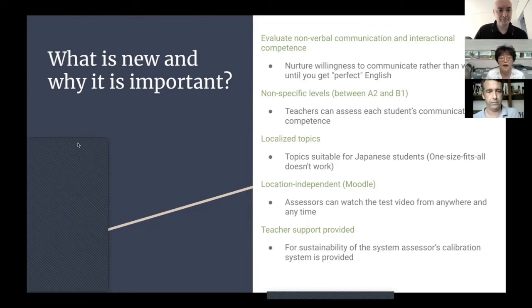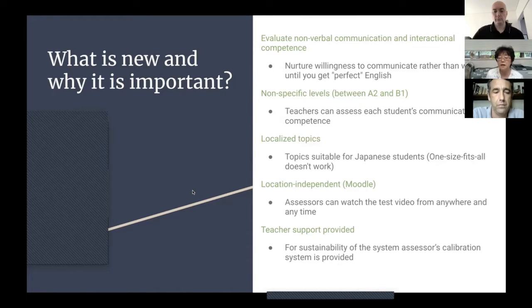First, everyone is familiar with the Japanese students. They just shut down and do nothing because they are not confident in using English for communication, and they are too concerned about being accurate. So we evaluate non-verbal communication and interactional competence more than other kinds of assessment systems.